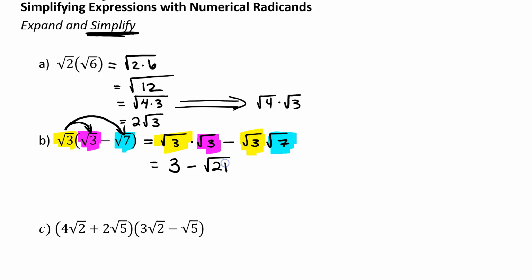Now, do I have any perfect square factors here? Do I have 9s? Nope. Do I have 4s? Nope. 16? Nope. 25? No, that's too big. So this is actually my final answer.